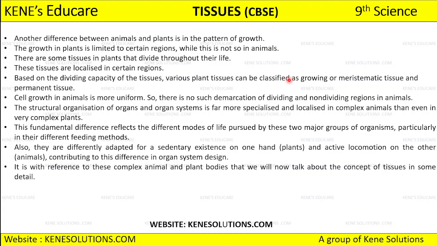Okay, and if we see the growth pattern in animals, then cell growth in animals is going to be more uniform. How will cell growth be inside animals? It is going to be more uniform. So there is no such demarcation of dividing and non-dividing regions in animals. Because the cell growth in animals is more uniform, that is the reason we can say there is no such demarcation with respect to dividing and non-dividing regions in animals. Okay, so in animals it does not happen that there is a dividing region and a non-dividing region. There is no such thing.